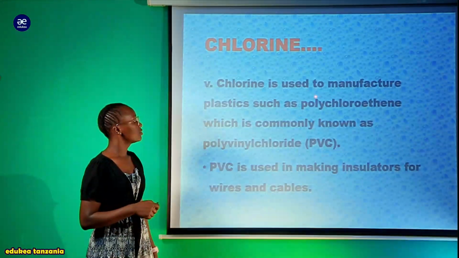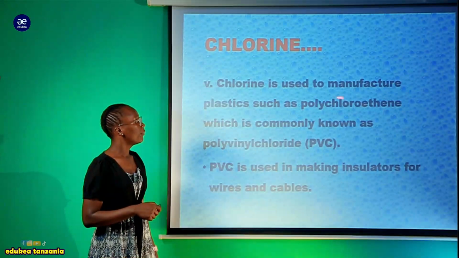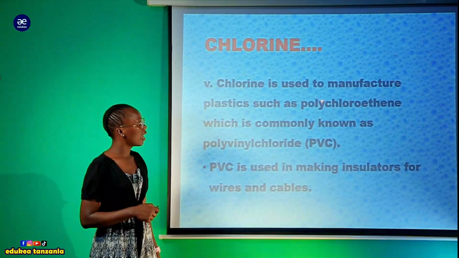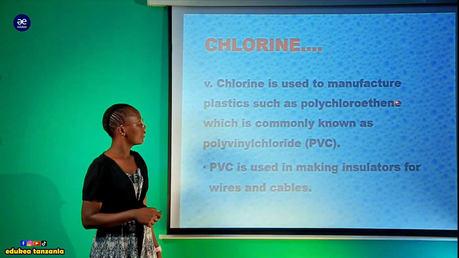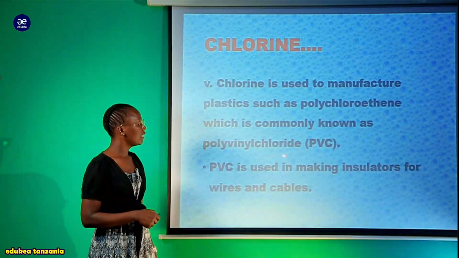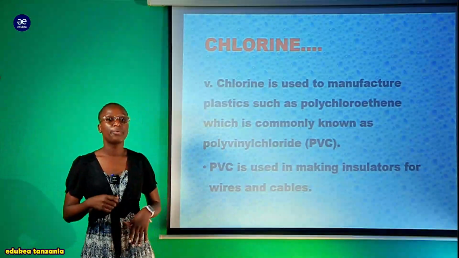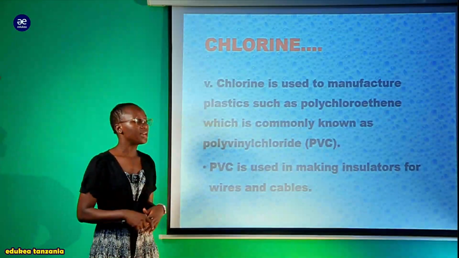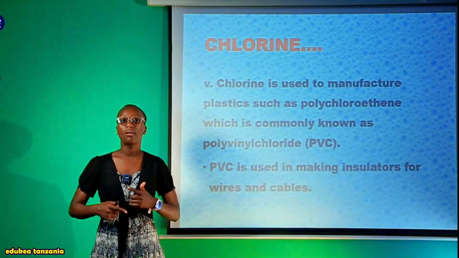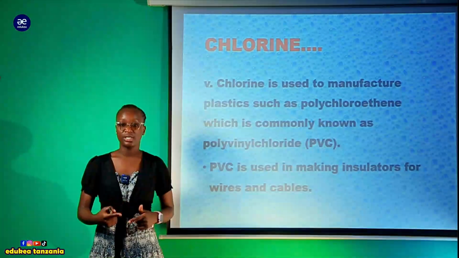Another use is that chlorine is used to manufacture plastic such as polychloroethane, which is commonly known as polyvinyl chloride, PVC. Kwamba hizi tunavyoongelea hizi polyvinyl chloride ambayo ni PVC, tunaongelea mambo ya polymers, tunaongelea zile polymerization.